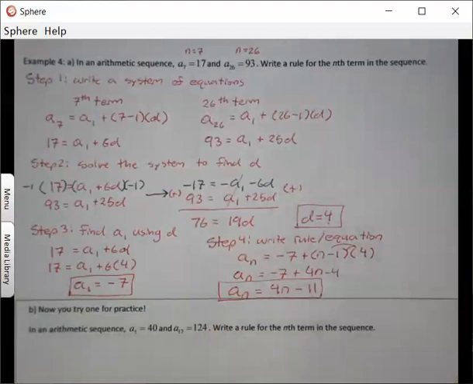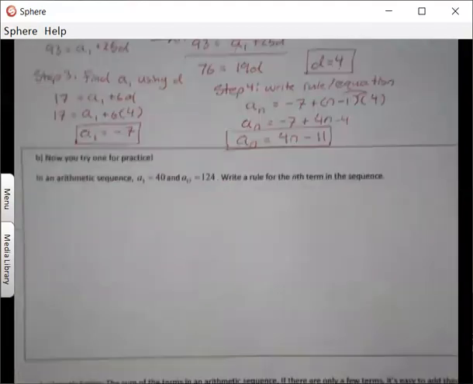Okay, you can pause to work on the practice problem.